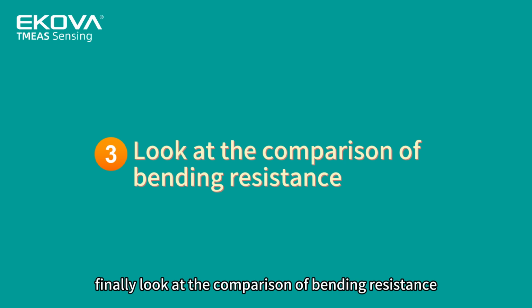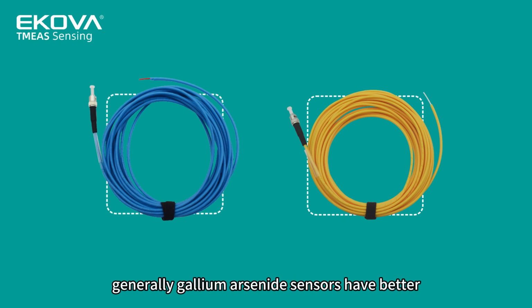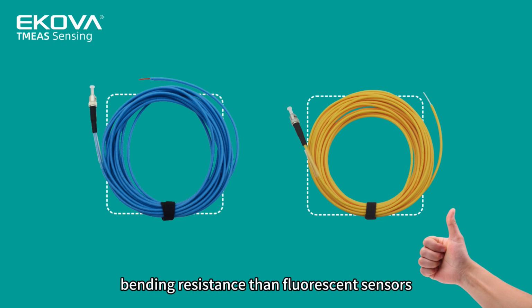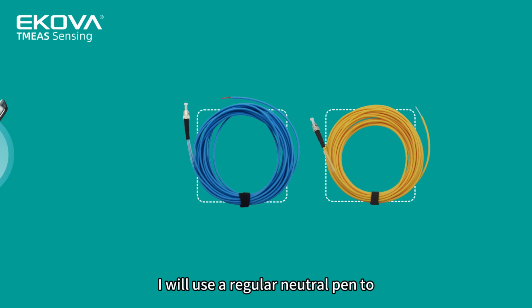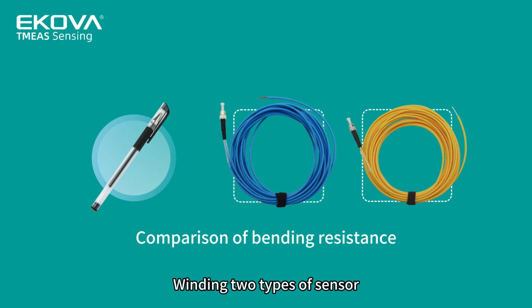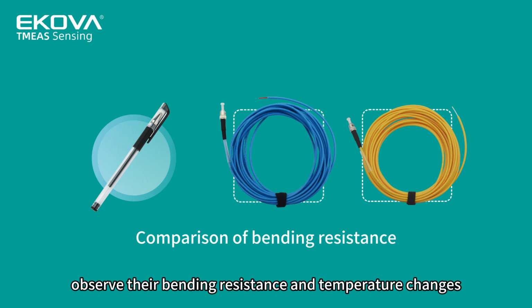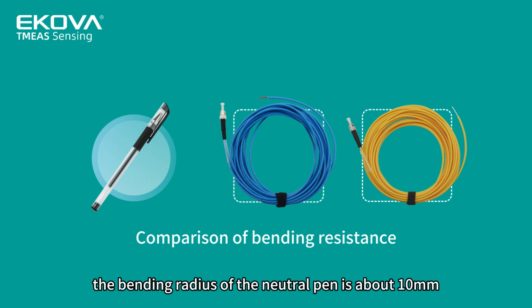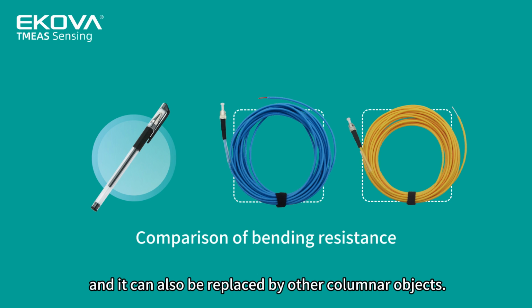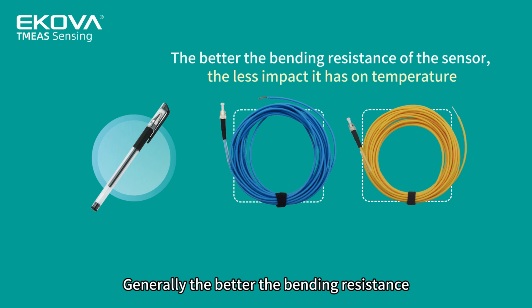Finally, look at the comparison of bending resistance. Generally, gallium arsenide sensors have better bending resistance than fluorescent sensors. I will use a regular neutral pen to wind both types of sensor optical cables simultaneously, and observe their bending resistance and temperature changes. The bending radius of the neutral pen is about 10 mm, and it can also be replaced by other cylindrical objects. Generally, the better the bending resistance, the smaller the impact on temperature.